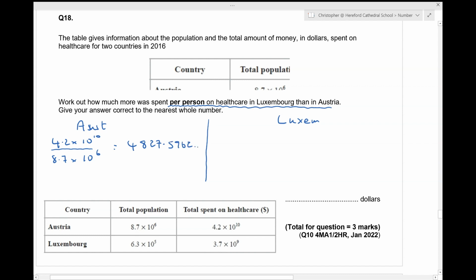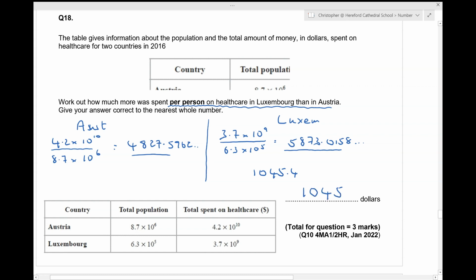I get 4827.5962, and so on. Similarly, in Luxembourg, they spent a total of 3.7 times 10 to the 9. And how much was that per person? Well, I need to divide that by 6.3 times 10 to the 5, which gives me an answer on my calculator of 5873.0158, and so on. So I can work out the difference between that, and I get the answer 1045.4. So the nearest whole number, the answer is $1,045.